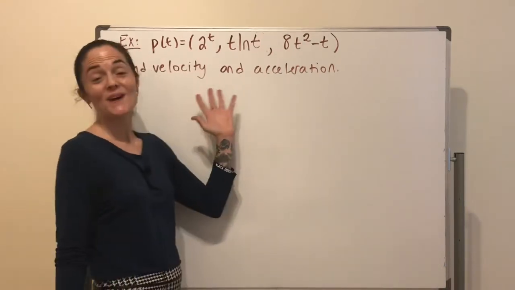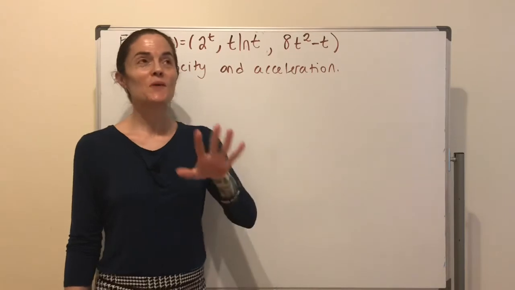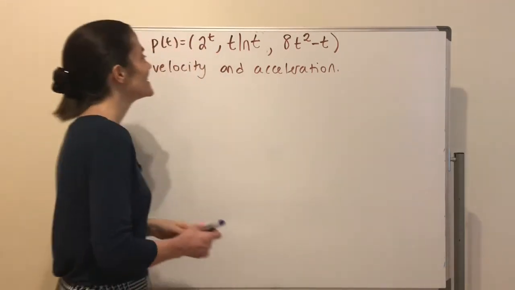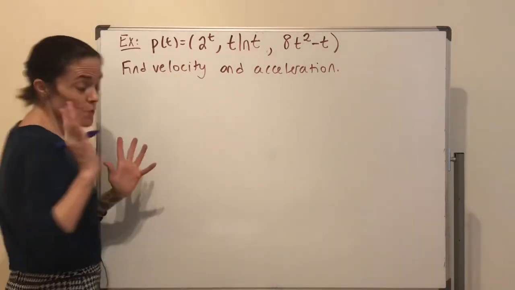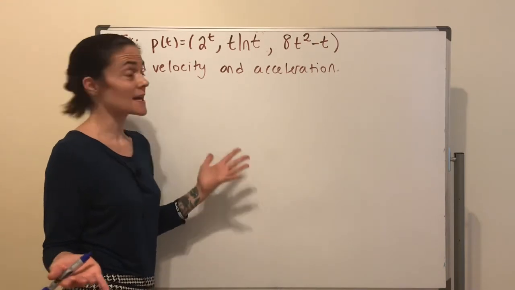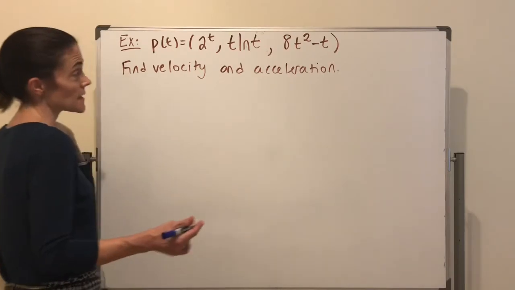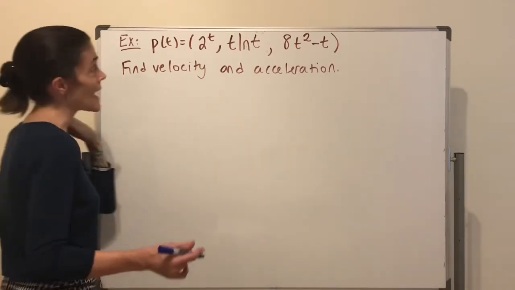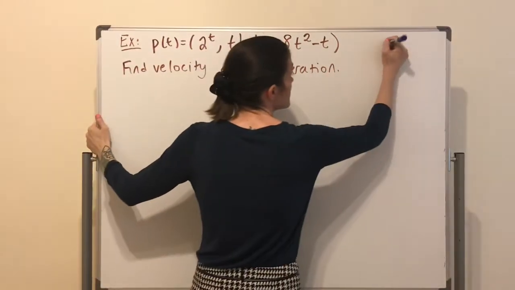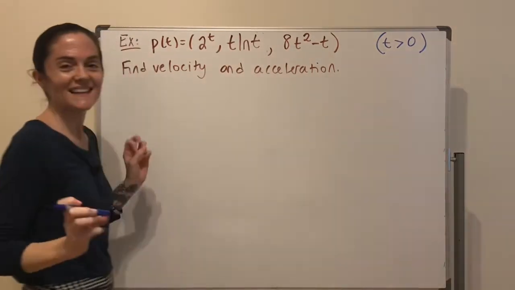I'll do one more example in R3, and then we will move into talking about slope and calculating dy, dx. Okay, this one is fairly straightforward. It's really an exercise in differentiating. We're given position. We want to find velocity and acceleration. Just looking at the three components, we see that t must be positive here because we see a ln(t).